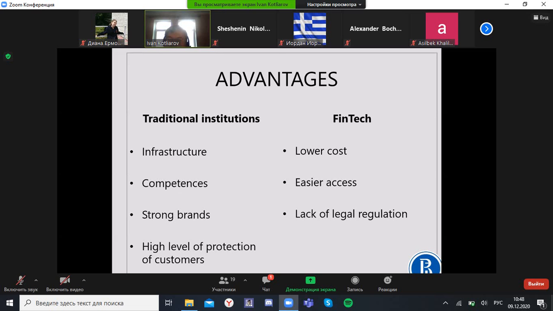Okay, you contact fintech companies via internet anytime you wish and from anywhere. So they can be easily accessed anytime. And a lack of legal regulation. Guys, it is an advantage. In some cases, it may be an advantage because a lack of legal regulation means that there is a certain freedom in cooperation between customers and fintech companies. Fintech companies may allow you to do something that traditional institutions cannot due to the legal regulation.